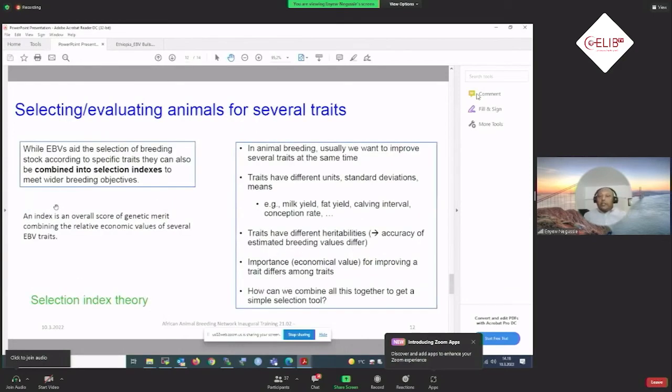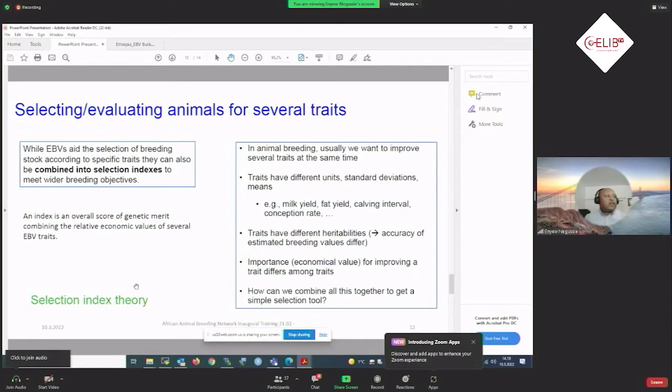So always, as I've indicated, selection has never been for a single trait. It has always been for a combination of traits. A number of traits is combined together. Breeders select for different traits. In those cases, we combine them into selection indexes.